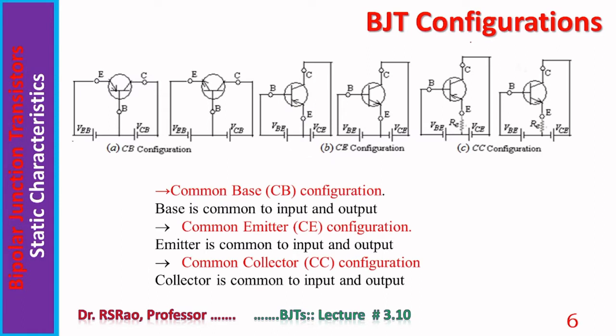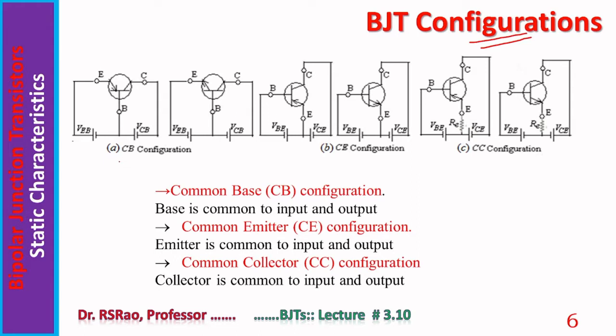Now, few points regarding configurations, BJT configurations. BJT is a three-terminal device. For inputting, two terminals are required. For taking output, another two terminals are required. But as there are only three terminals, one terminal must be common for input and output. If base is common, then that particular configuration is called common base configuration. When emitter is common, then it is called common emitter configuration. When collector is common, it is called common collector configuration.